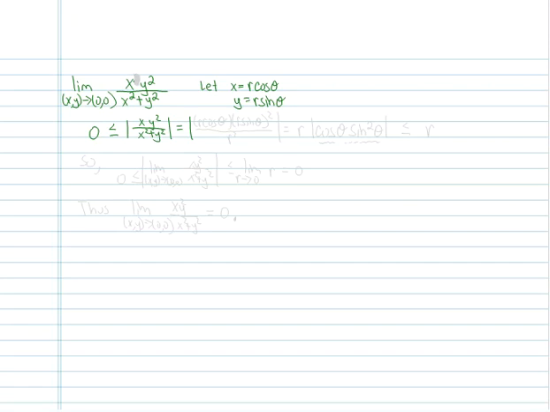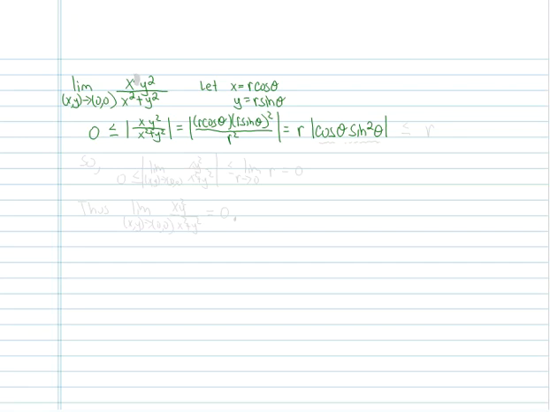So if I let x is equal to r cosine theta and let y is equal to r sine theta, then the function naturally becomes r cosine of theta times r sine of theta, quantity squared, all divided by r squared. With some algebra manipulation, this will then turn into r multiplied by the absolute value of cosine of theta times sine squared theta, and that's for the absolute value.